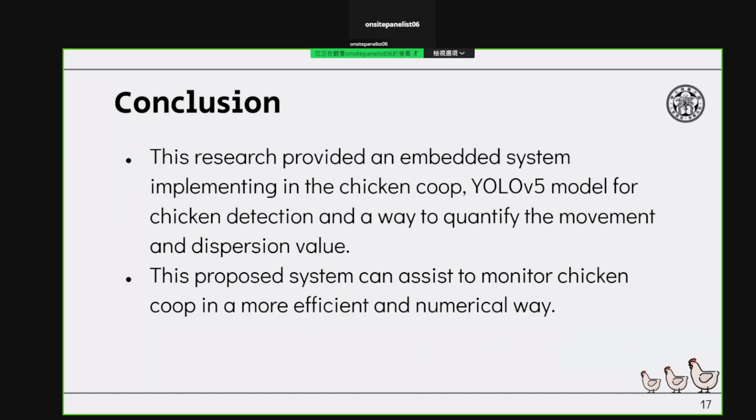To conclude, this research provides an embedded system implemented in the chicken coop, and I also trained the YOLOv5 model for chicken detection, and found a way to quantify the movement and dispersion values. The proposed system can also help chicken farmers monitor the chicken coop in a more efficient and numerical way.